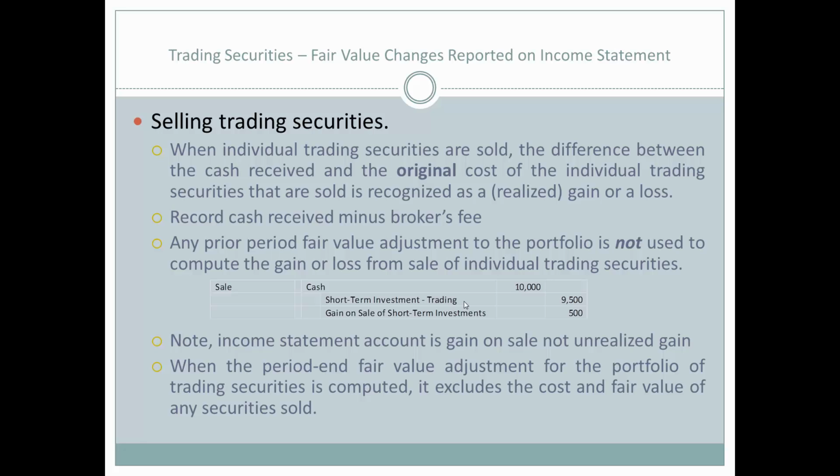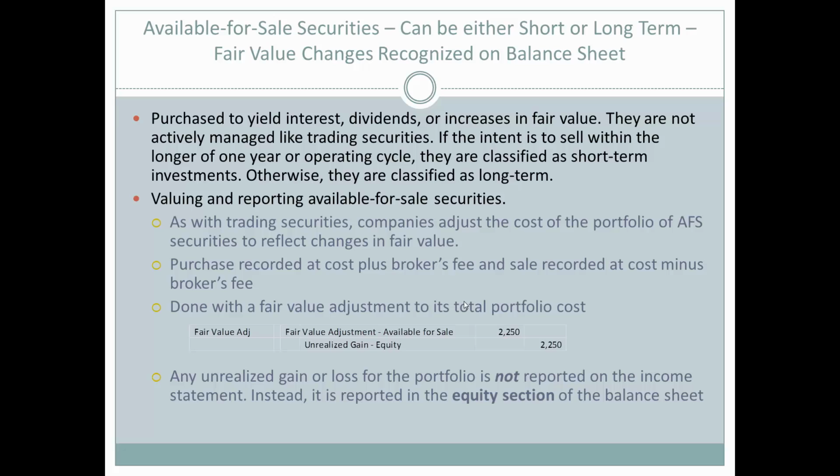And when the period-end fair value adjustment for the portfolio of trading securities is computed, it will exclude the cost and fair value of any securities sold. So that will be taken out of both the cost and the consideration of the fair value. So any adjustments that would be made for the upcoming financial statement periods would just be those financial investments that you still have on hand.